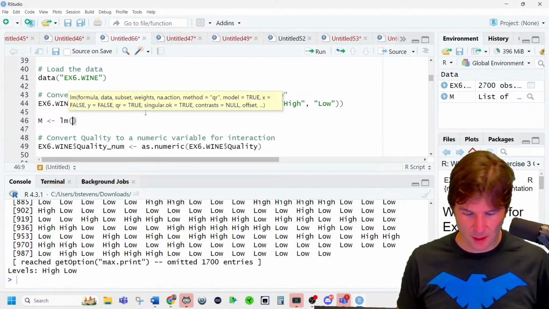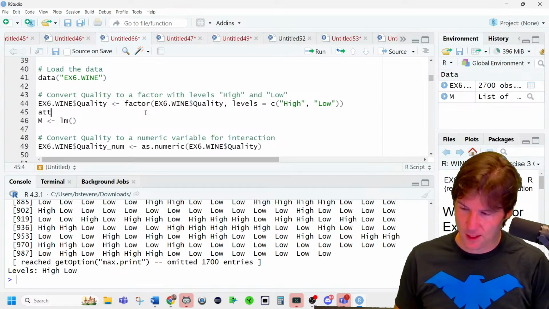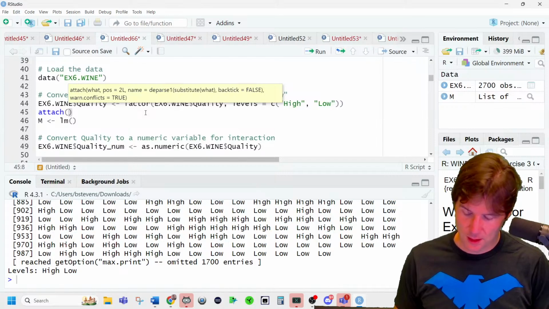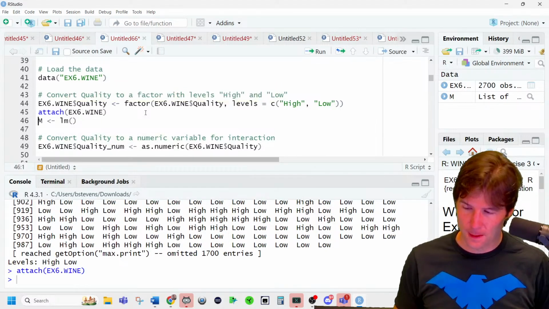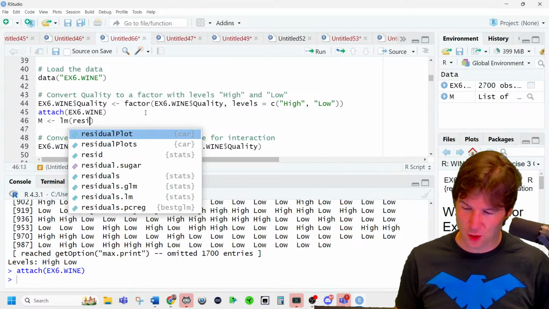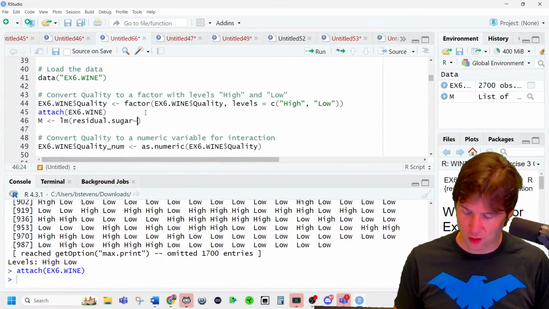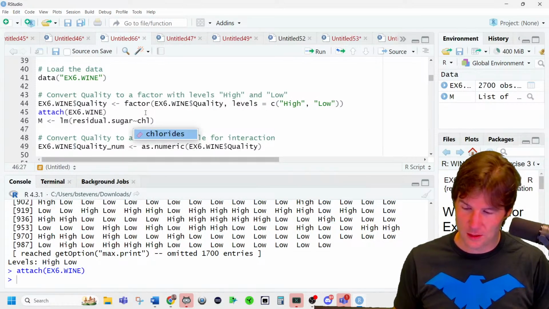where we predict something like, I'm going to attach the data frame, which gives me autocomplete options. So if you attach a data frame, you get autocomplete. So if I type residual sugars now, which is in here, I can do residual sugars, tilde, chlorides. Chlorides are lots and little.